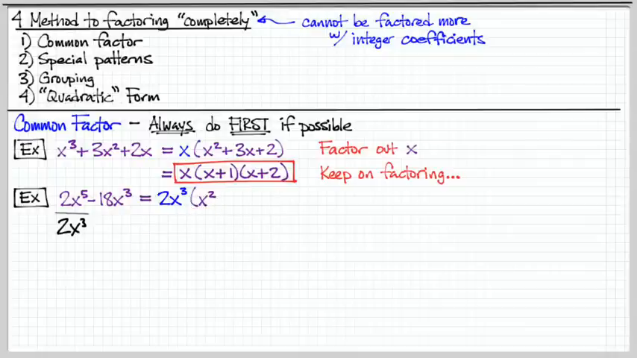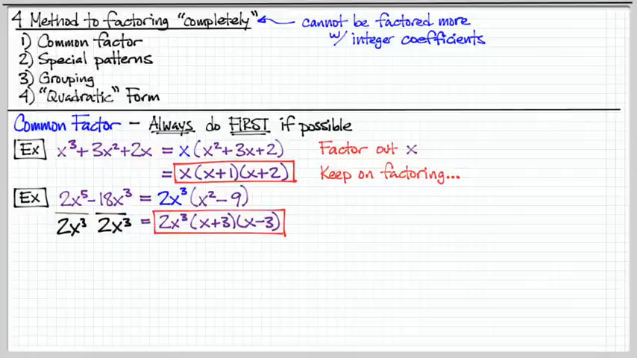I could also do the same thing for the next term. I could think of this as 18 divided by 2x to the third, and then I get my 9. X to the third cancels out. 18 divided by 2 is 9. Now I can continue on here as well. X squared minus 9 is my difference of perfect squares. I could turn this into x plus 3, x minus 3, and now I'm done. So that's common factoring. Always, always, always do common factoring first.